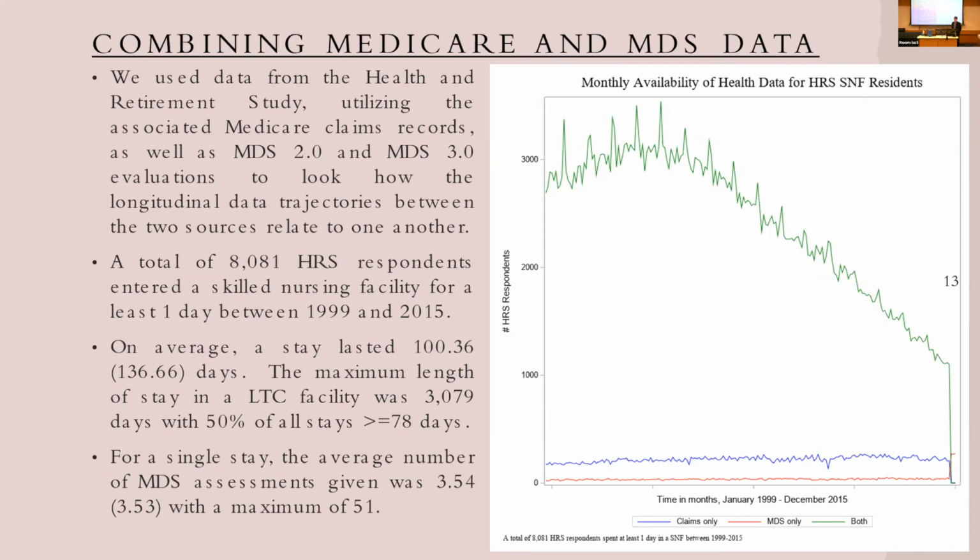Now, the green line shows us the number of people in a given month that have both an evaluation, at least one, maybe more, and Medicare claims. The blue line represents people that didn't have an evaluation that particular month, but had Medicare claims. And the red line represents people that had in a given month only an MDS evaluation. So as we can see, basically this huge green line, the care is happening simultaneously.